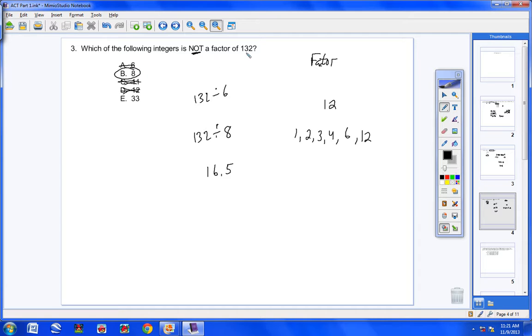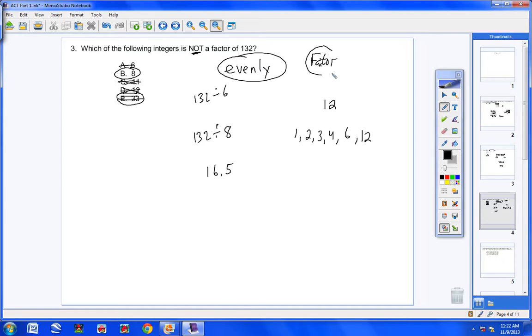8 does not go into 132, key word here, evenly. So Mr. Earhart, you're telling me 33 does? Yeah, 33 times 4 is 132. So the only number in this list that does not go into 132 evenly is 8.